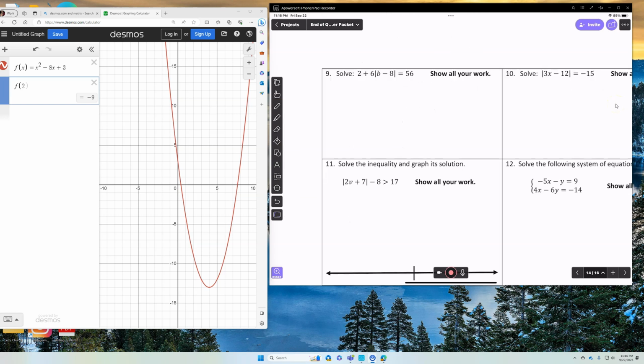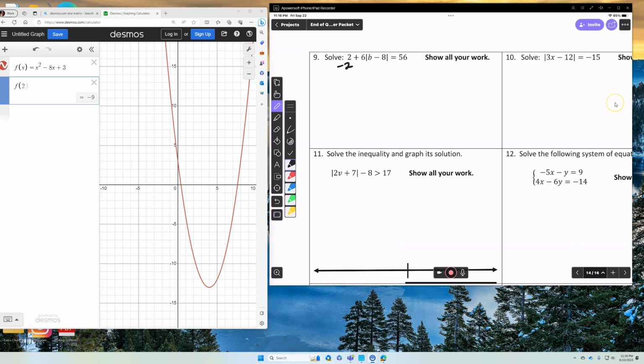Number 9, we're going to solve this absolute value equation. You first have to subtract 2 from both sides. Remember that you want to have the absolute value. So you have 6 absolute value b minus 8 equals 54. The next step is to divide by 6. So you have the absolute value b minus 8 equals 9. Now you will have two equations: b minus 8 equals 9, and b minus 8 equals negative 9. So b will have to be 17. And b equals, you add 8 to both sides, negative 1.